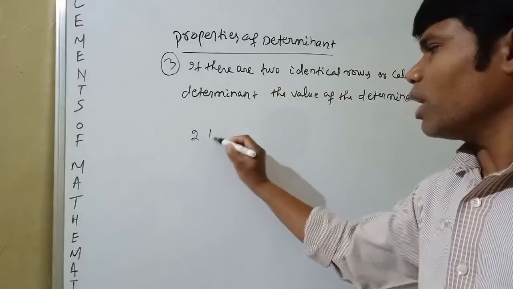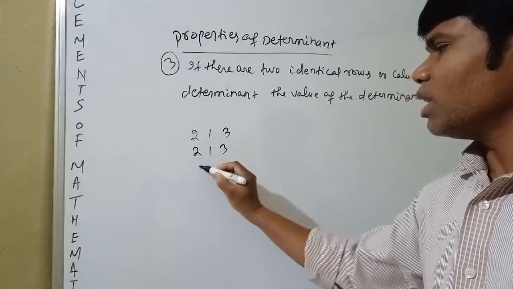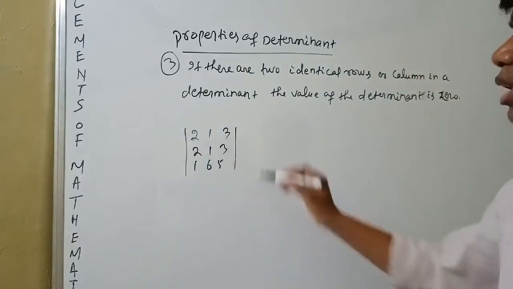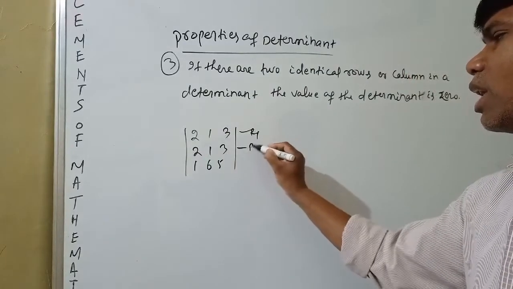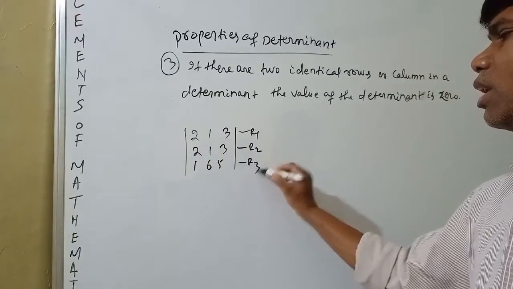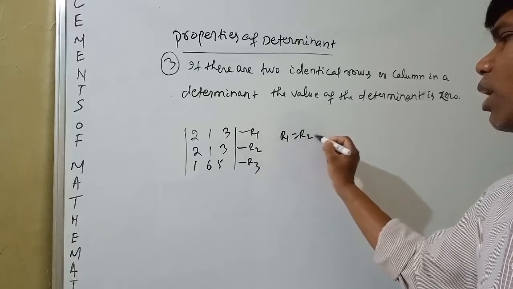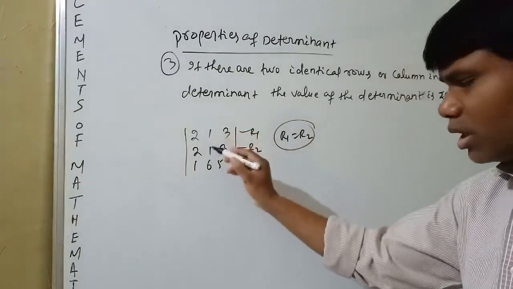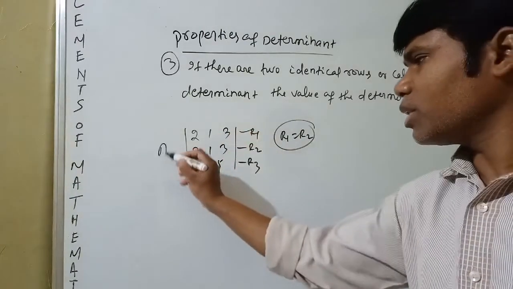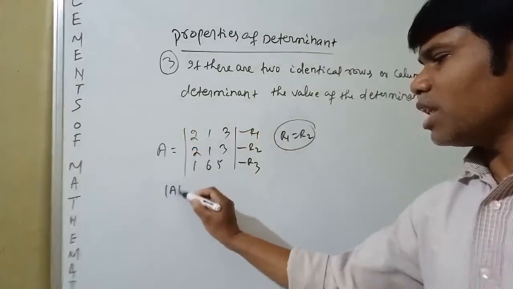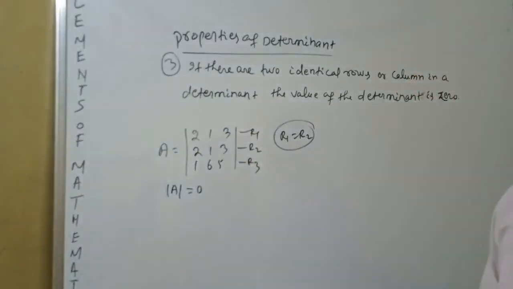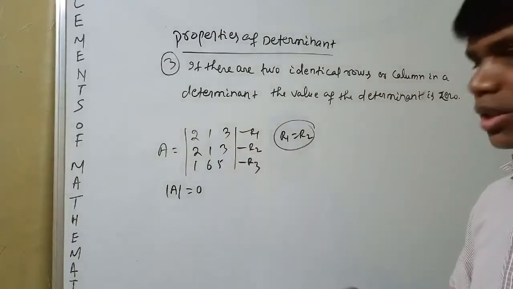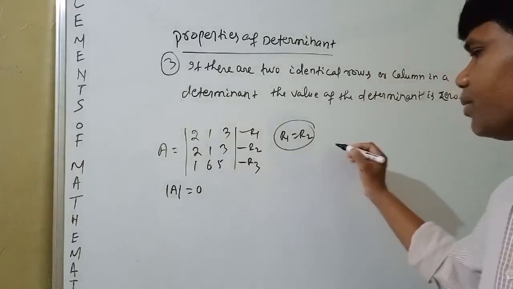Suppose 2 1 3, 2 1 3, 1 6 5. Here you see 2 1 3, 2 1 3, here R1, here R2, here R3. Here R1 is equal to R2. In this case, the value of this determinant is 0. That means suppose this is mod of A, that is the determinant of A is equal to 0. Okay. If you find, you can get 0.